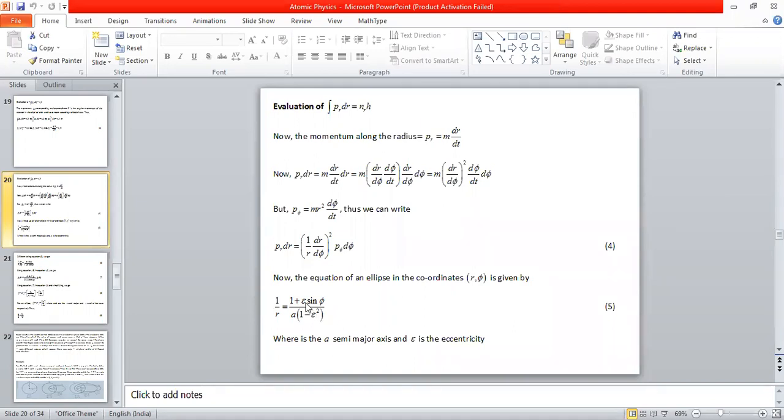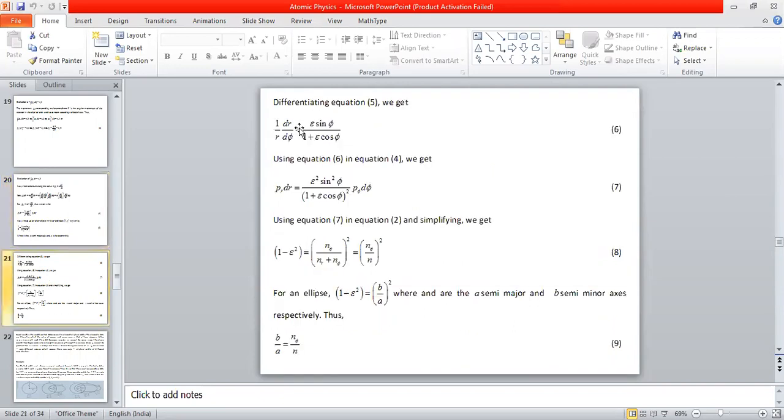Epsilon is the eccentricity of the ellipse, and a is the semi major axis of the ellipse. Then we can do this differentiation, 1 by r dr by d phi. You are going to end up with this expression, epsilon sin phi divided by 1 plus epsilon cos phi. And I have substituted this equation in the original Pr dr expression.